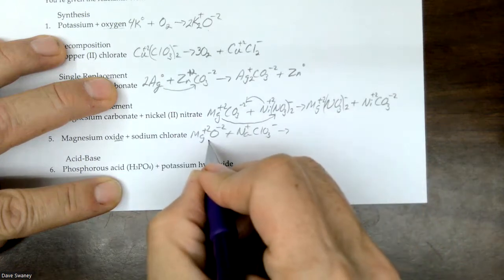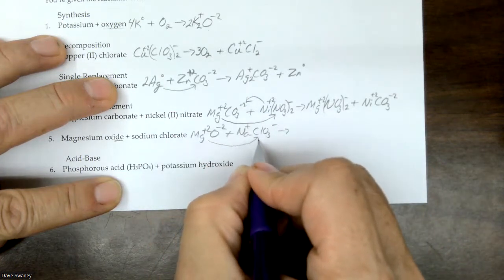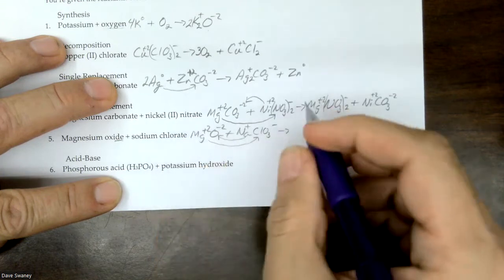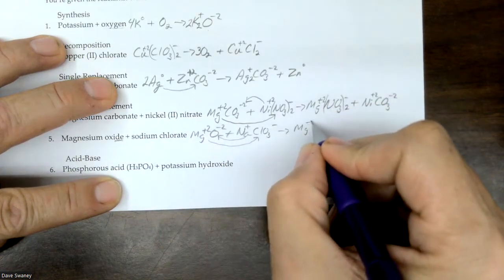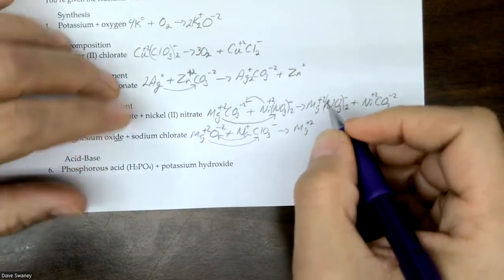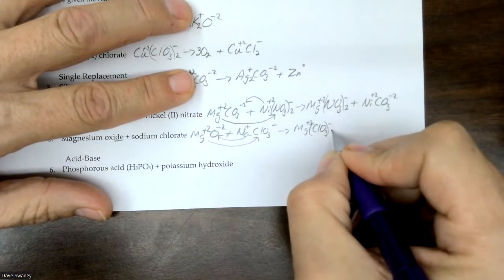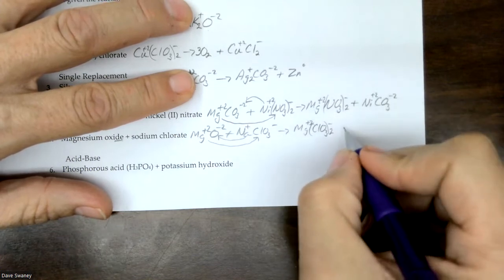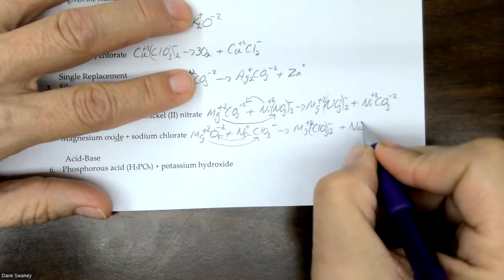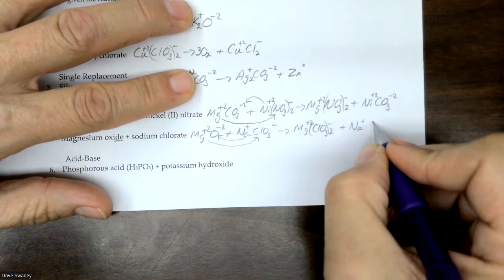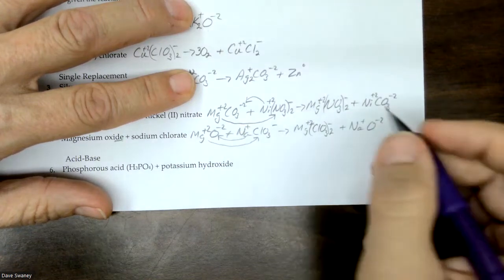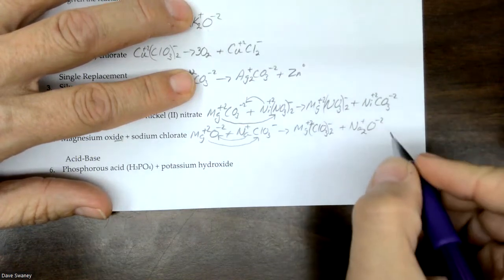And we could trade the pairs. This could go with that, and this could go with that. So we would have Mg +2 with ClO3 -1, but the charges must add to 0, so there must be a 2 there. And then the sodium is a +1. And the oxygen is a -2, but the charges must add to 0, so there must be a 2 there.